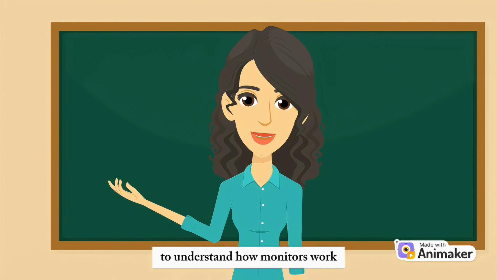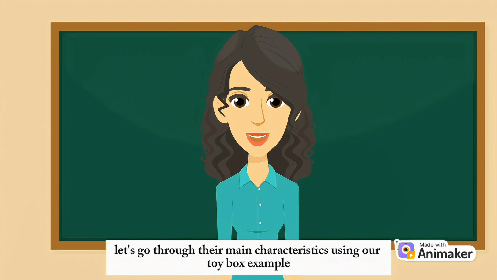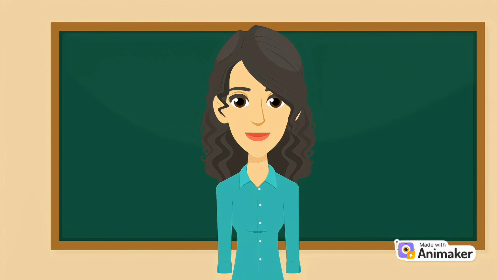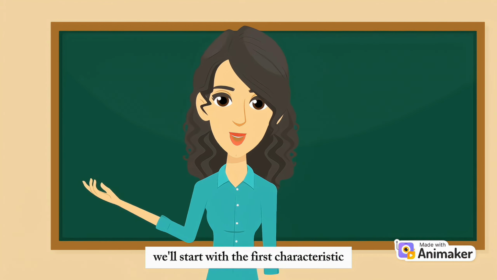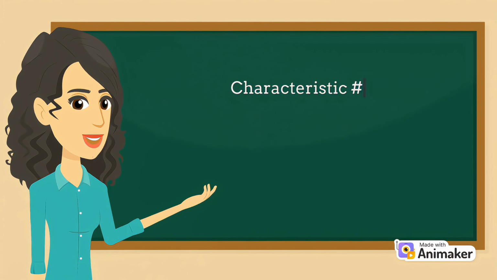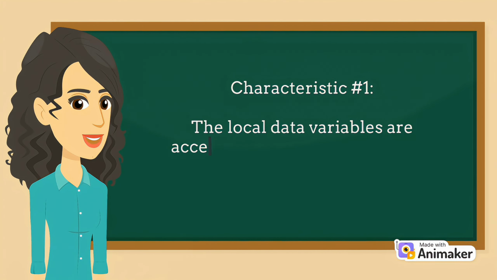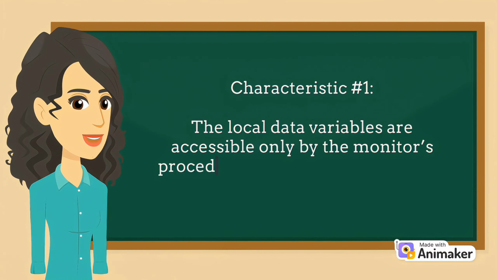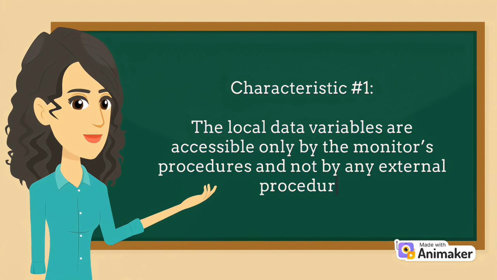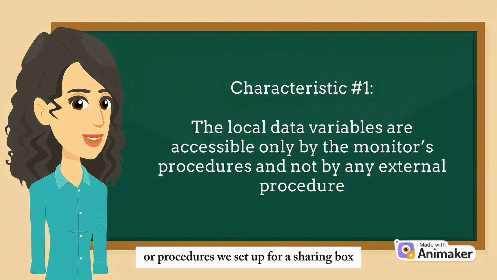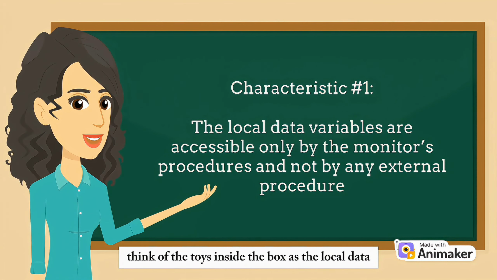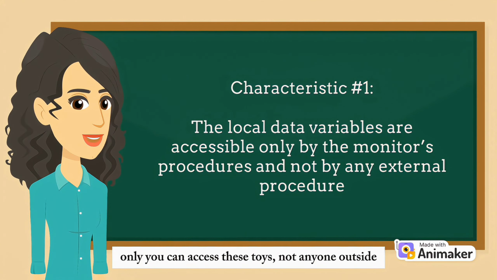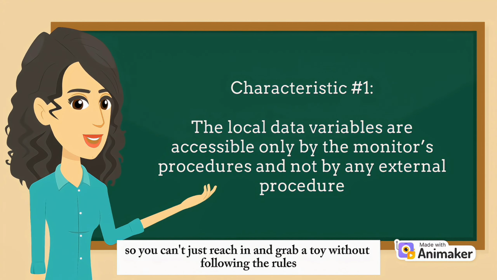To understand how monitors work, let's go through their main characteristics using our toy box example. We'll start with the first characteristic. Characteristic number 1. The local data variables are accessible only by the monitor's procedures and not by any external procedure. This means only the special rules or procedures we set up for a sharing box can access the toys inside. Think of the toys inside the box as the local data. Only you can access these toys, not anyone outside. So, you can't just reach in and grab a toy without following the rules.